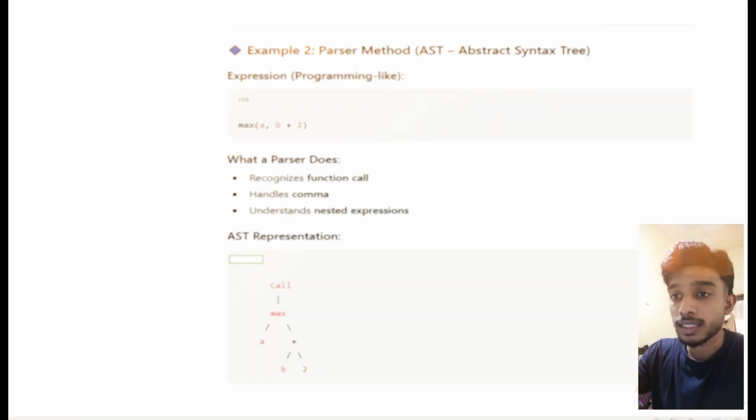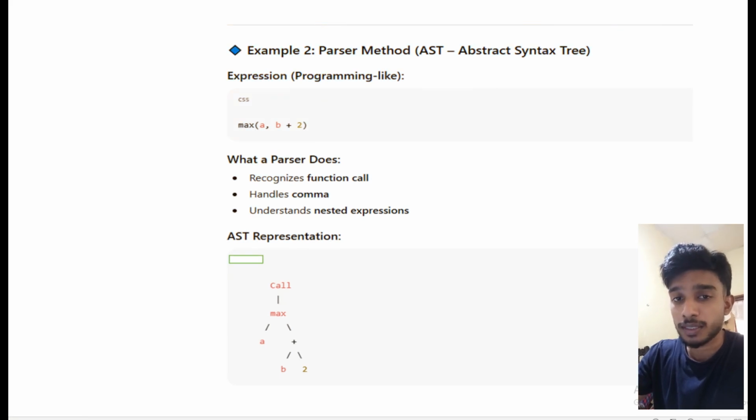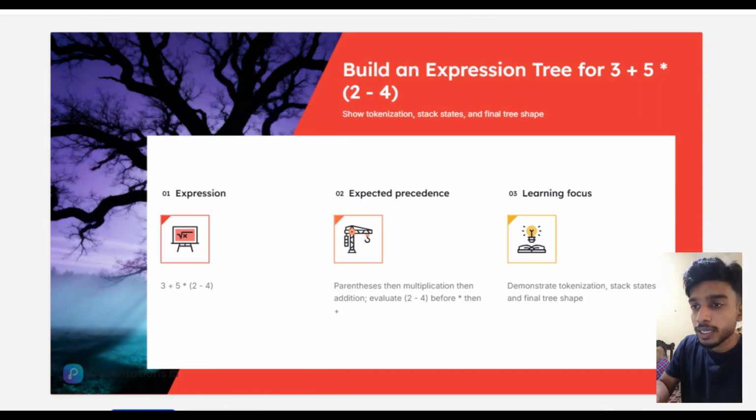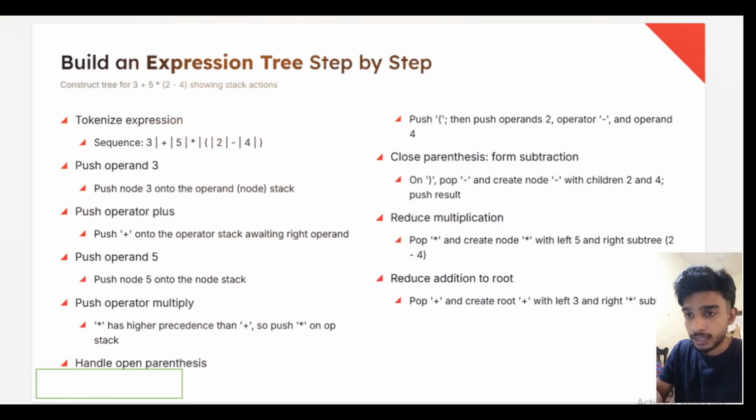Now you can see a parser method example. First, you can see the expression, and next you can see what a parser does. Finally, we show an AST representation. Now we can look at how we build this tree from a standard infix expression like this one. The classic method uses two stacks.